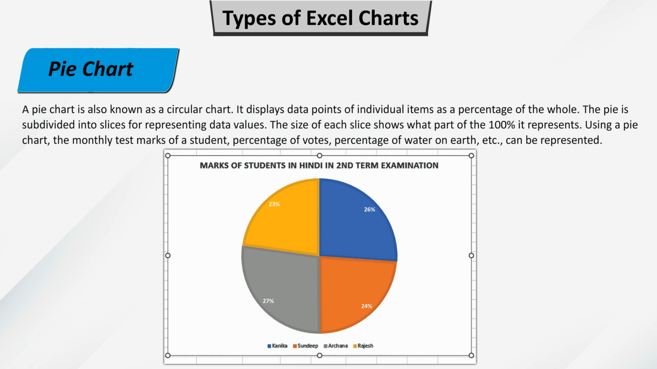It displays data points of individual items as a percentage of the whole. The pie is subdivided into slices for representing data values. The size of each slice shows what part of the 100% it represents. Using a pie chart, the monthly test marks of a student, percentage of votes, percentage of water on earth, etc. can be represented.